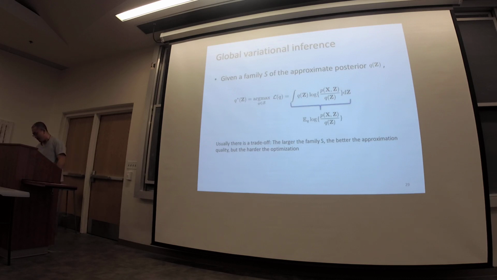Now here comes our global variational inference scheme. First we need to design a family S of the approximate posterior Q of Z. Then we find our optimal approximate posterior by maximizing this variational probabilistic lower bound, which is the expectation of this log fraction under the approximate posterior Q of Z. This fraction divides the joint probability of X and Z by Q of Z.